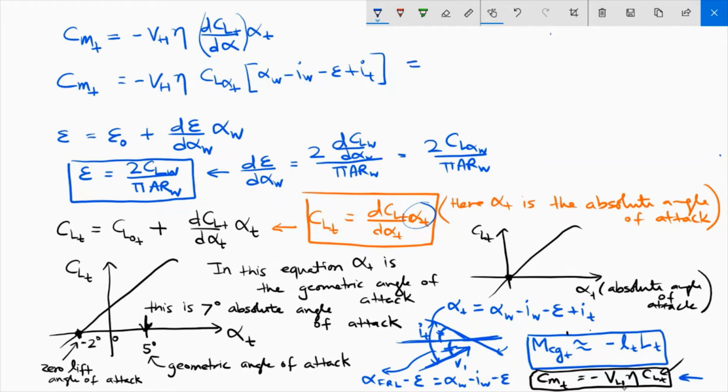So this is equal to minus VH η CLαT (αW minus iW) minus ε0. So ε0 is the downwash at a zero angle of attack. Okay, so this 0 here in the subscript means the angle of attack is 0, minus dε/dαW plus iT.